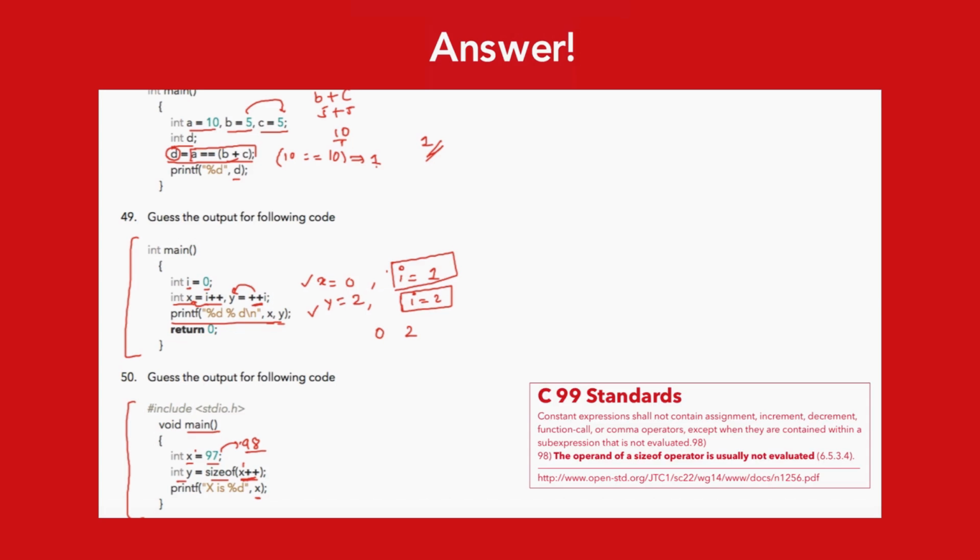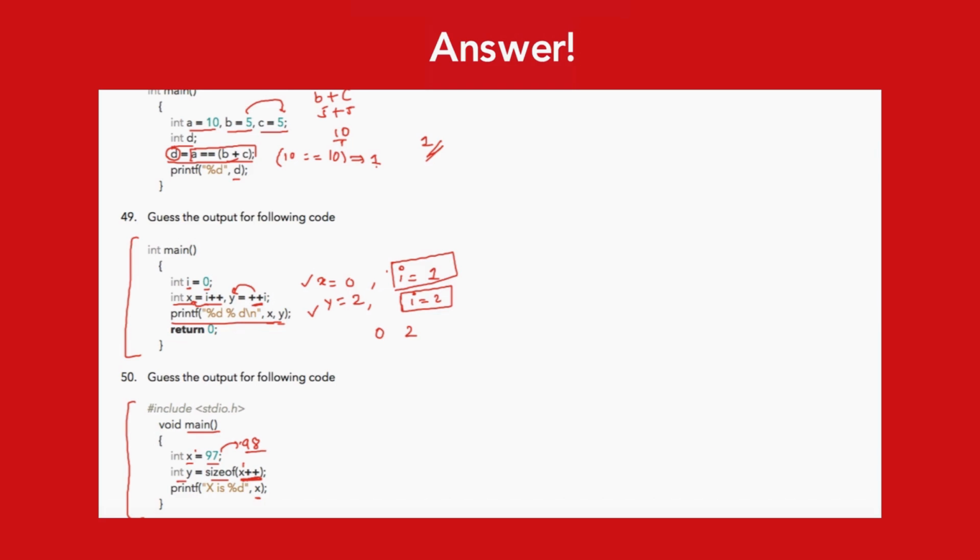According to C99 standard, if the type of operand is a variable length array type, then in that case the operand is evaluated. Otherwise the operand is not evaluated. In our case, our operand does not have variable length, so it will not be evaluated. So x plus plus will not be executed at all.